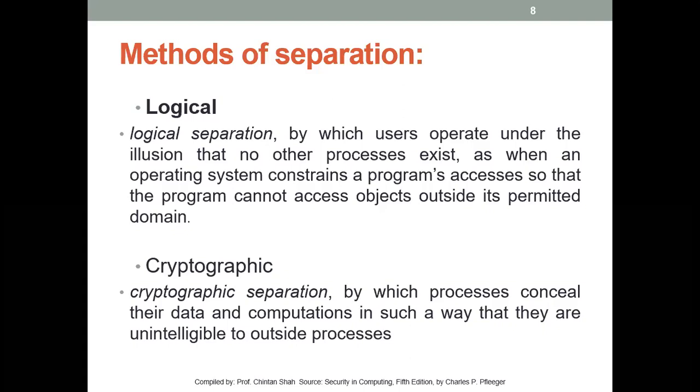Now let us go to the fourth type of separation, which we call cryptographic separation. Now what is a cryptographic separation? A cryptographic separation is something by which processes conceal their data and computation in such a way that they are unintelligible to outside processes. I'll just read it again. Anyone who could make out by reading this what is a cryptographic separation?